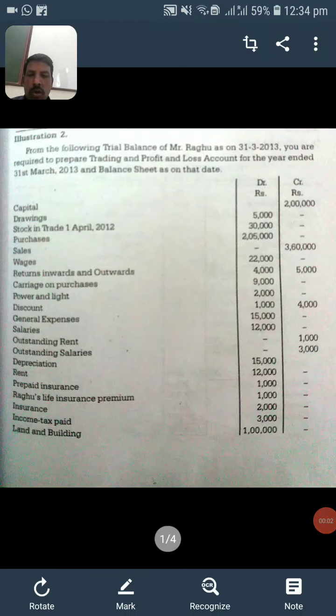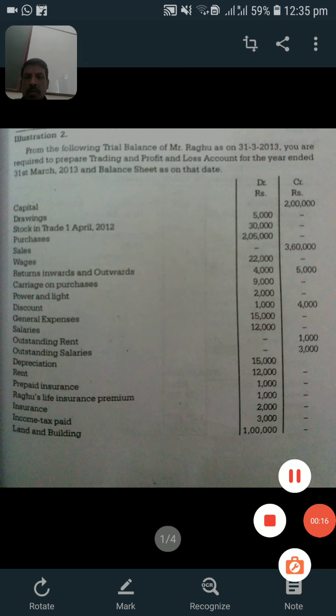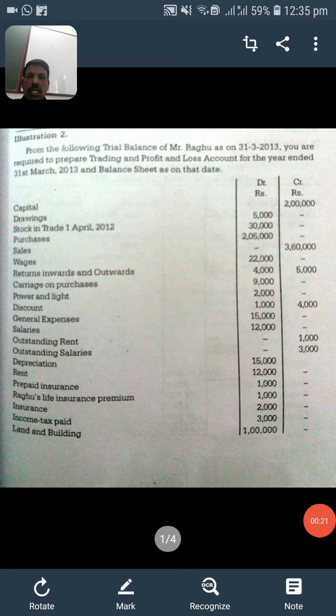So this is the second problem for your reference. From the following trial balance of Mr. Raghu as on 31st March 2013, you are required to prepare trading and profit and loss account for the year ended 31st March 2013 and balance sheet as on that date. So in this problem they have given the trial balance with debit amounts and credit amounts.